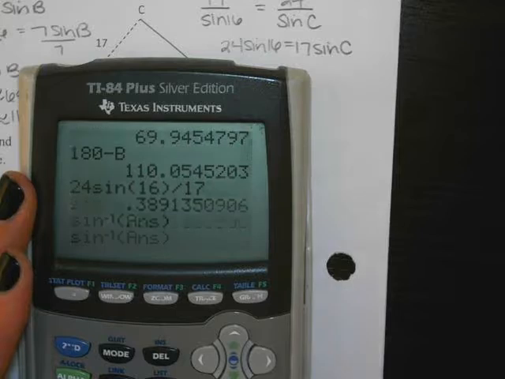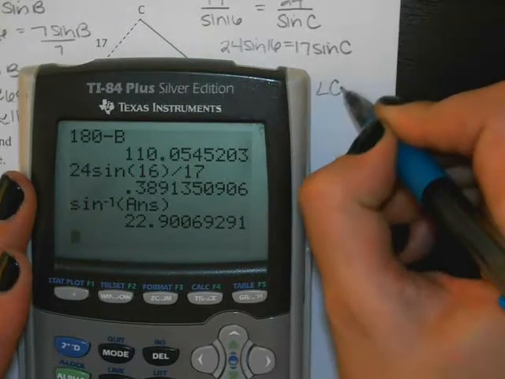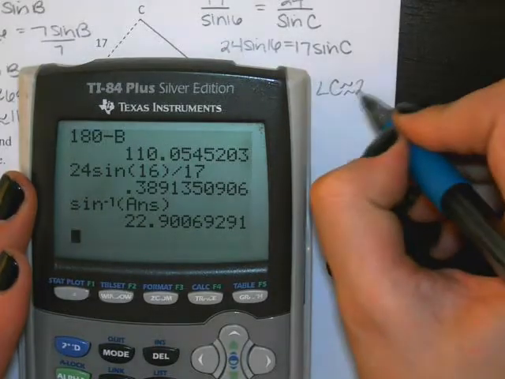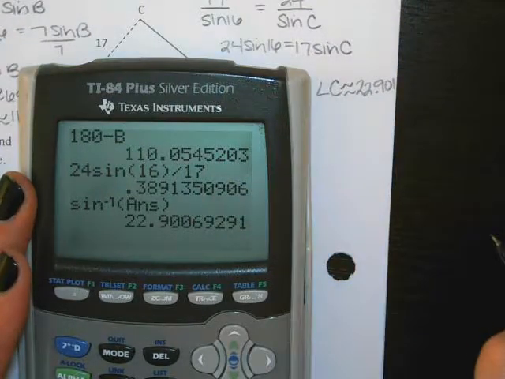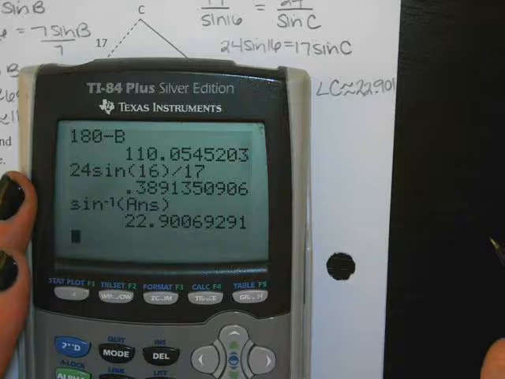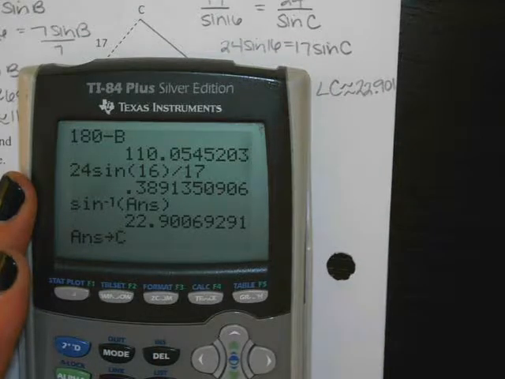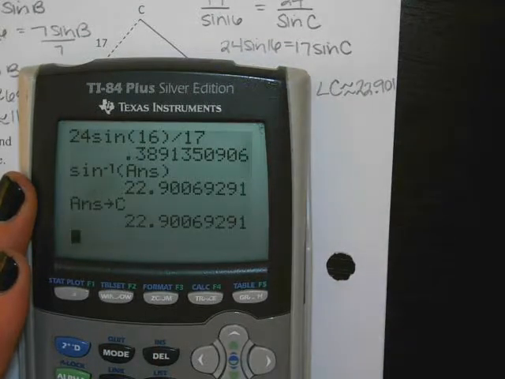And so the first angle C that I get is 22.901. What do I do with that? Store it. So store as C. And then what do I do for the next one? 180 minus C.